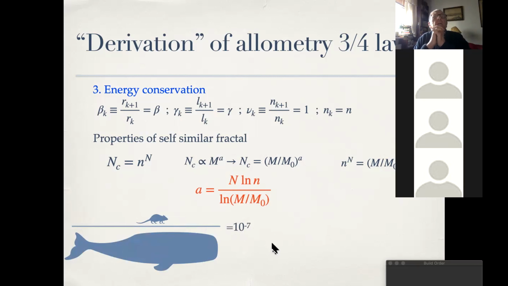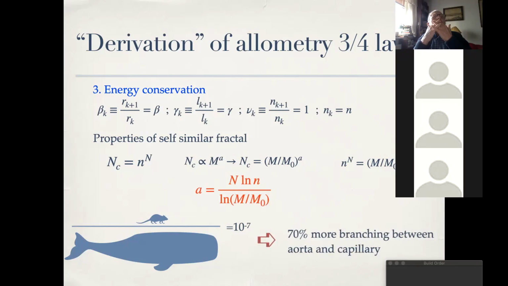So that is an interesting conclusion which follows from this equation for the allometric exponent. If you take a mouse and a whale, the ratio of the mass of those two creatures is 10 to the minus 7. So that formula immediately tells us that there is about 70% more branching between the main aorta, level 0 in our network, and the capillary, between the mouse and the whale. So the fact that there is a logarithm in this expression immediately tells us that we are close to the final result, namely that our result is basically independent of the size of the structure.